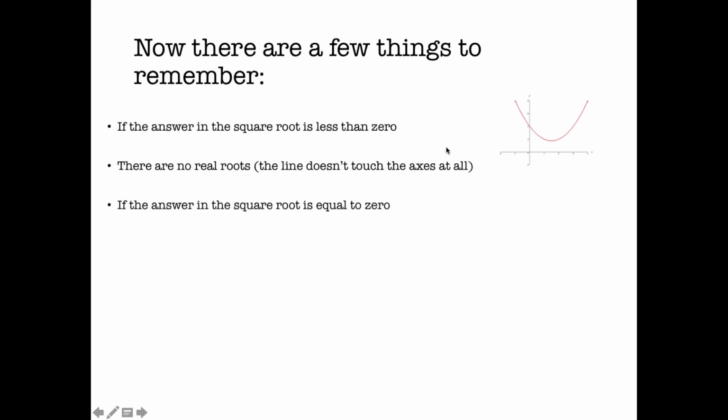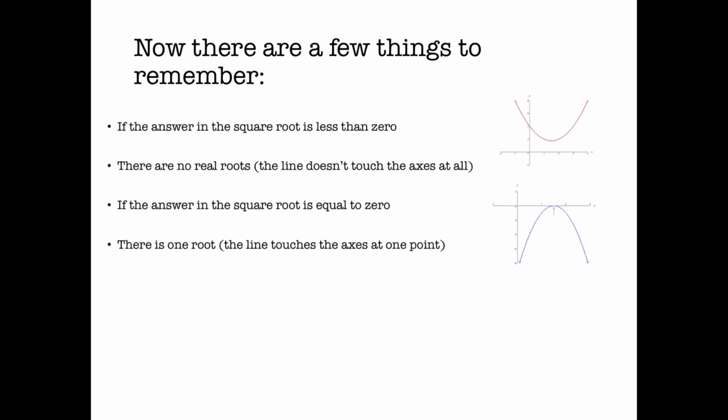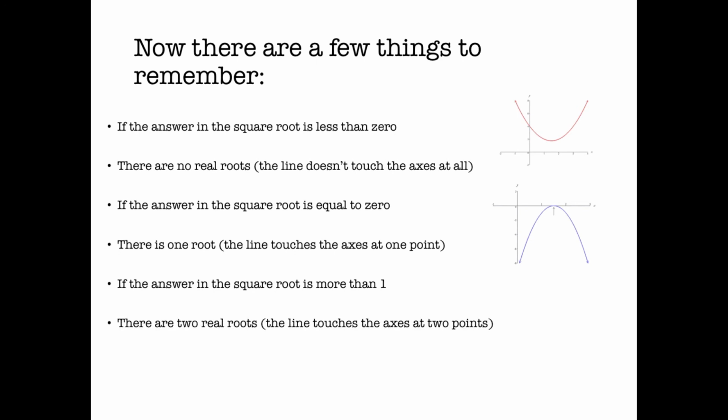If the answer in the square root is equal to 0, there is one root. The line touches the axis at one point, like this one. You can see that this is actually a negative quadratic because it goes the opposite way. If the answer in the square root is more than 0, there are two real roots, which means the line touches the axis at 2 points, like this. Here and here.